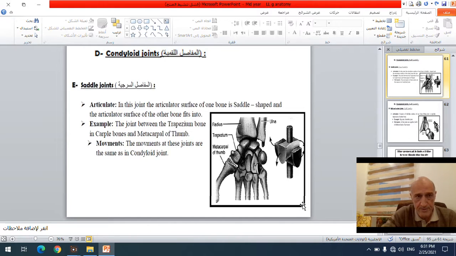Saddle joints, articulation: the articulating surface of one bone is saddle-shaped, and the articulating surface of the other bone fits into it. Example, the joint between the trapezium bone of the carpal bones and the metacarpal of the thumb. Movement: these joints are the same as condyloid joints.